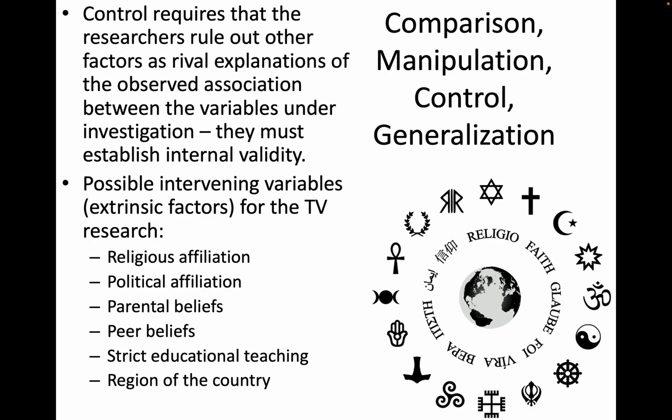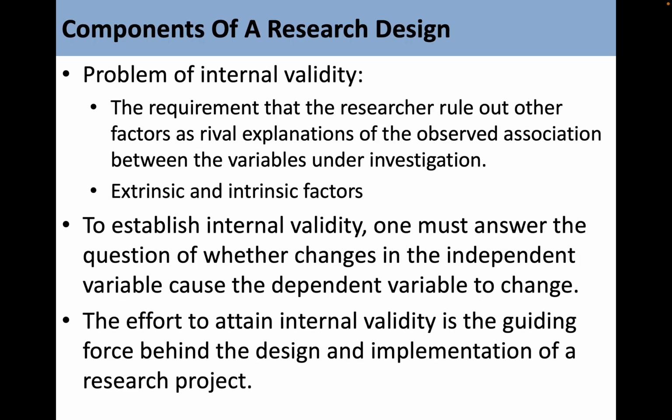Possible intervening variables: extrinsic factors for the TV research, religious affiliation, political affiliations, parental beliefs, peer beliefs, strict educational teaching, region of the country that we're dealing with. That's a lot of intervening variables, isn't it? Problem of internal validity: the requirement that the researcher rule out other factors as rival explanations of the observed association between the variables under investigation, extrinsic and intrinsic factors. This is the problem with internal validity.